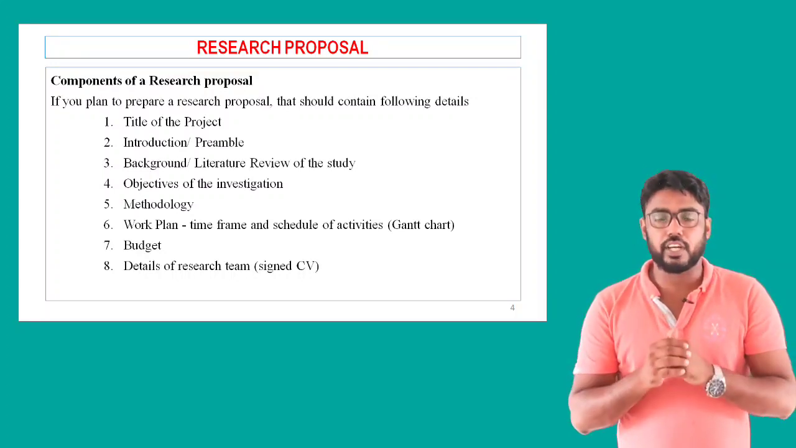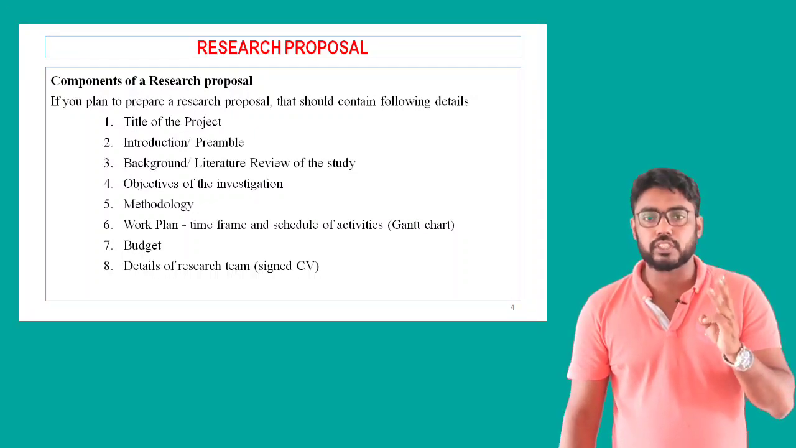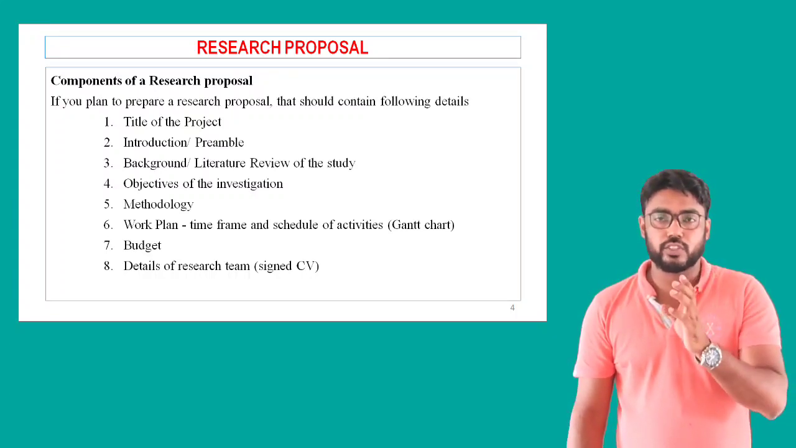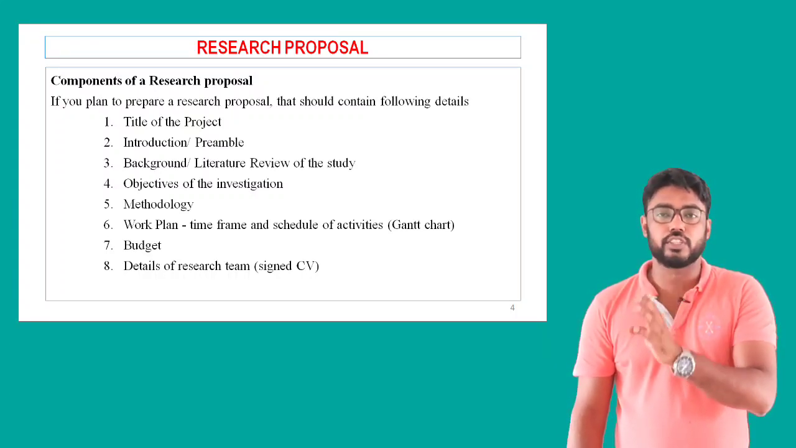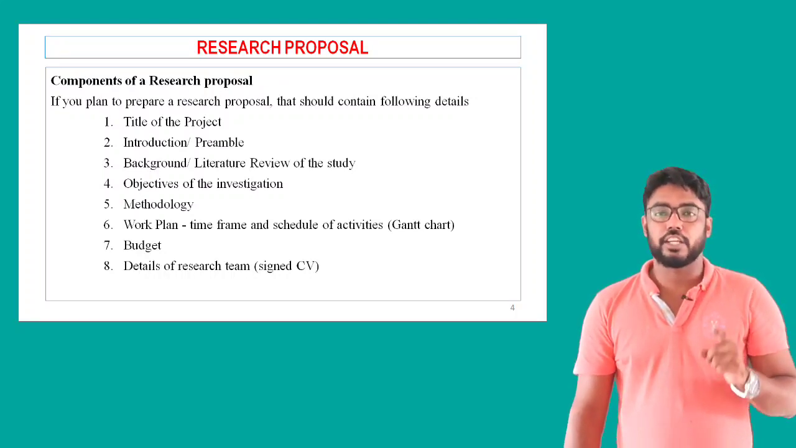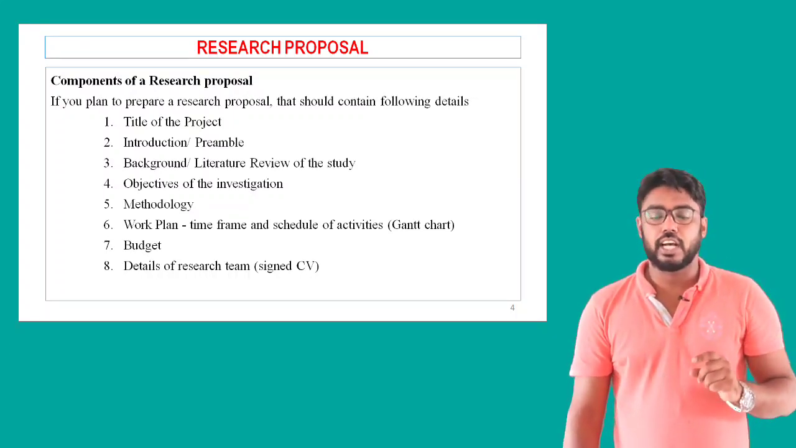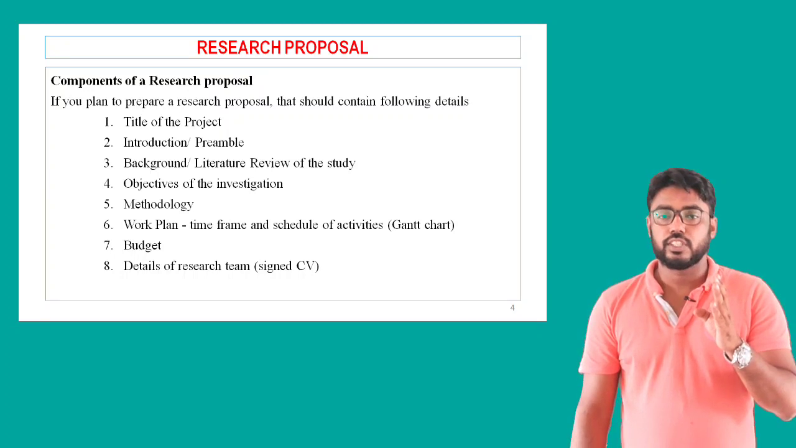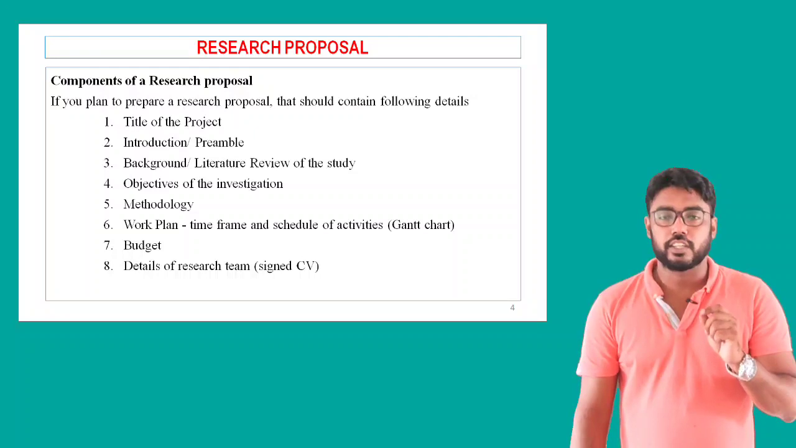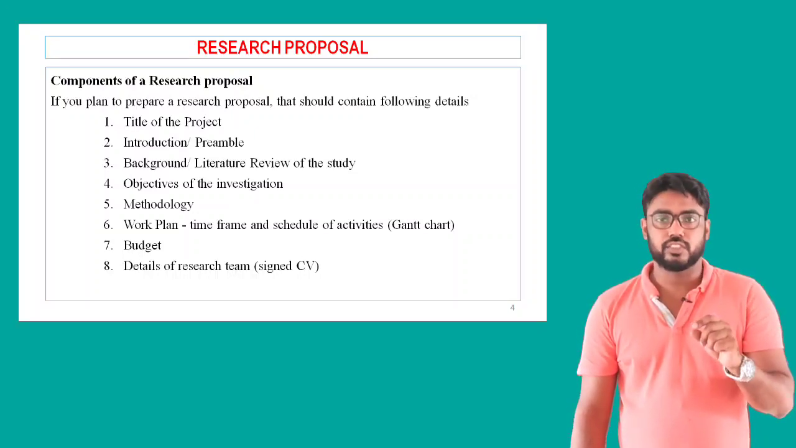So a research proposal should contain these components: the title of the project, the introduction or preamble, the background, also known as review of literature, the objectives of the investigation, the methodology, the work plan, the budget, and the details of the research team. Now we can see each component in detail.